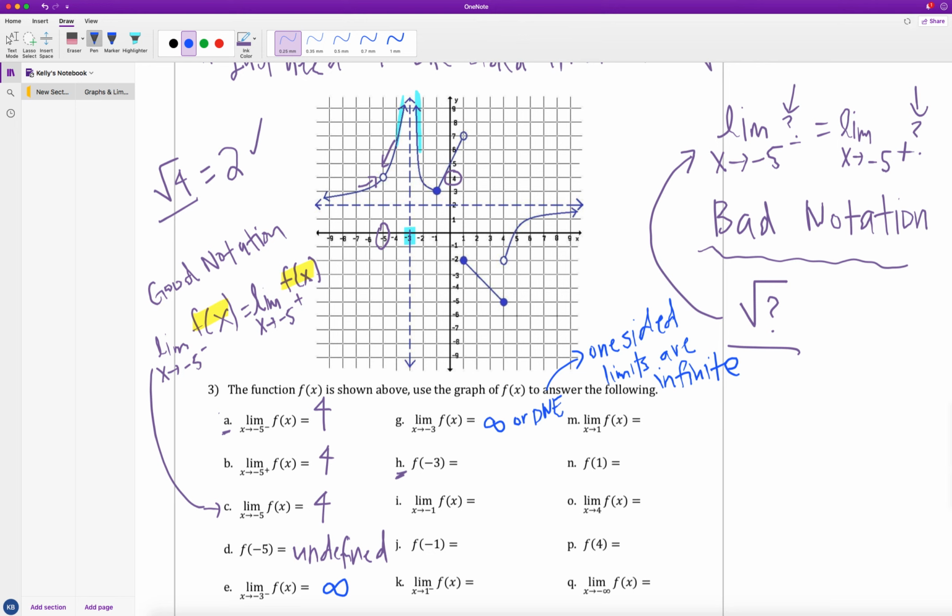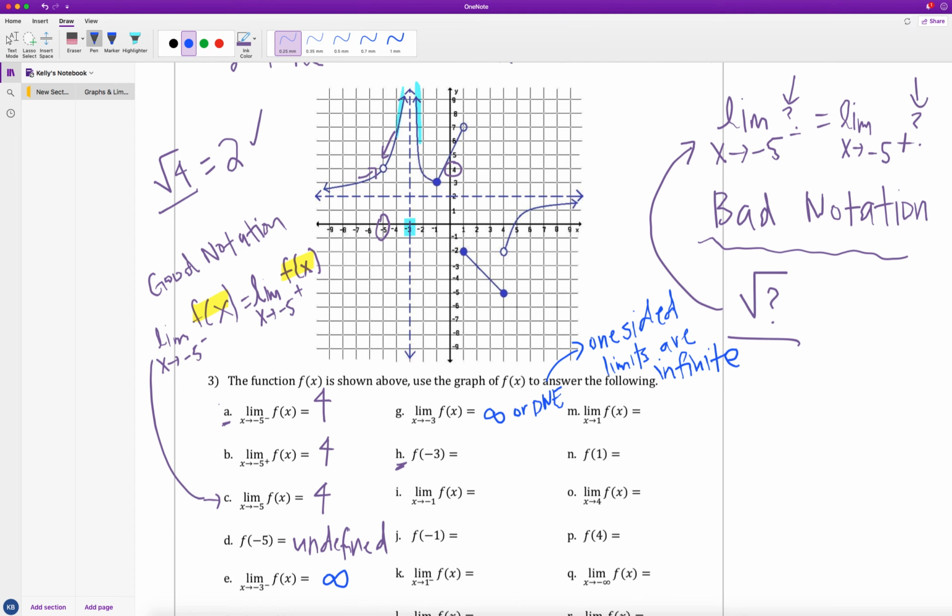Well, this has nothing to do with the limit at all. This is what is the function value. And again, there is no closed circle anywhere on there, so f of -3 is undefined.